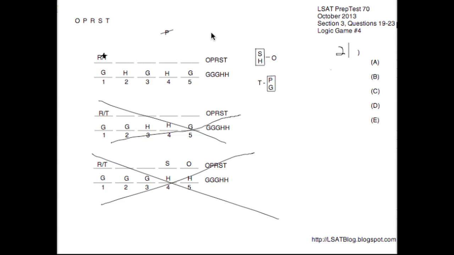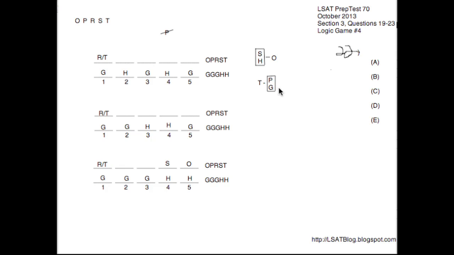A says O, G on 3. Seems fine. We'll leave it alone for now. B says RH. No, R is G on 1, so B is gone. Looking at C, RG on 3. No, RG is on 1, so C is gone. D says SH on 3. No, 3 is G, so that's gone. And finally, E, TH on 3. No, 3 is G, so that's gone as well, leaving A as our answer for number 21.